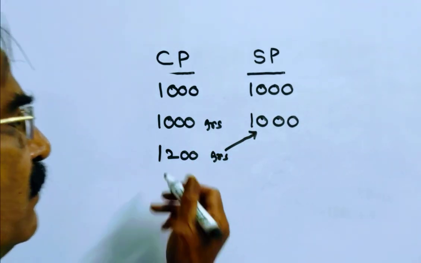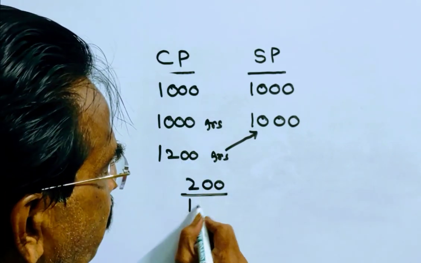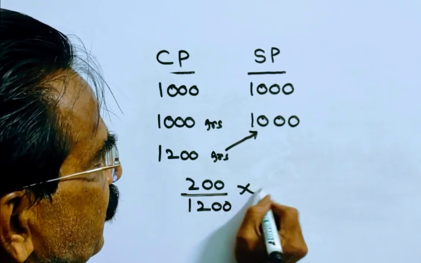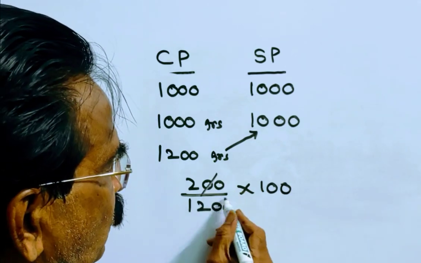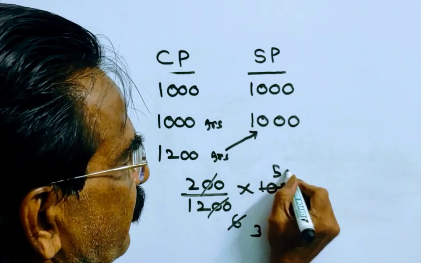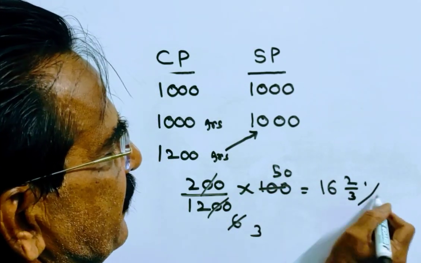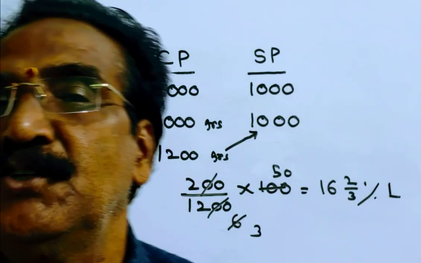So clearly a loss of 200 over cost price 1200, into 100. 2 sixes are 12, 2 threes, 2 fifties. 50 by 3, that is equal to 16 2 by 3% loss, friends. 16 2 by 3% loss.